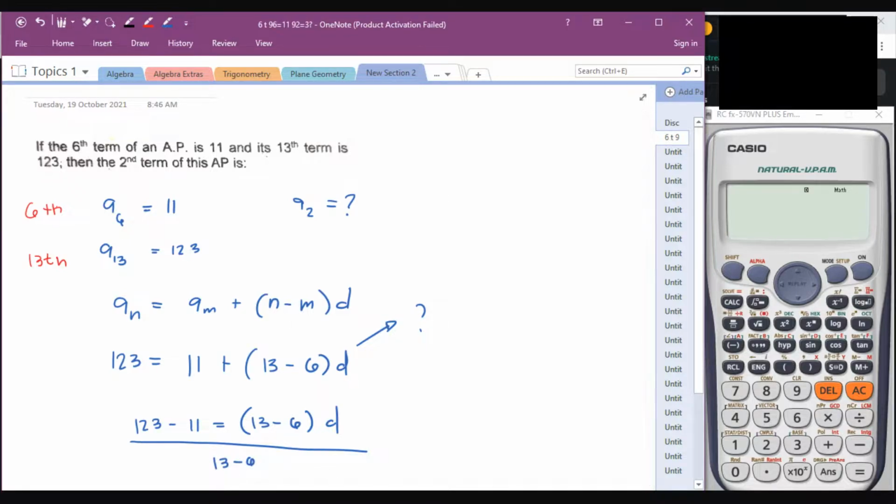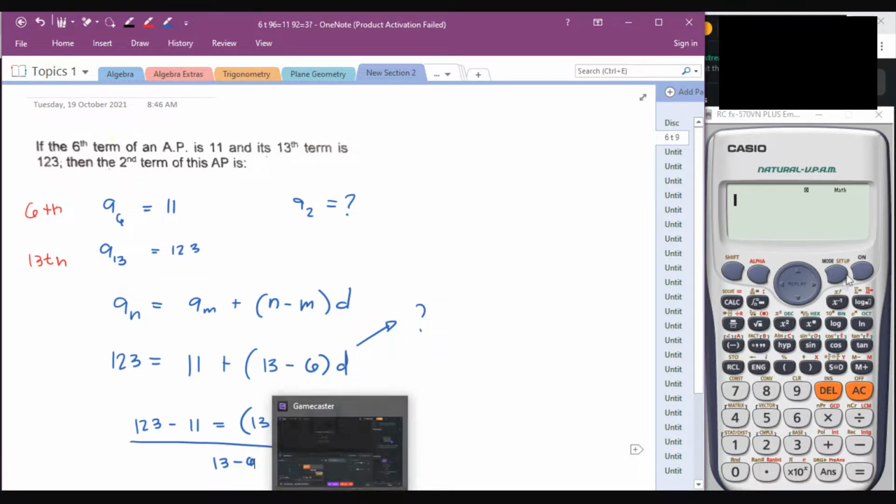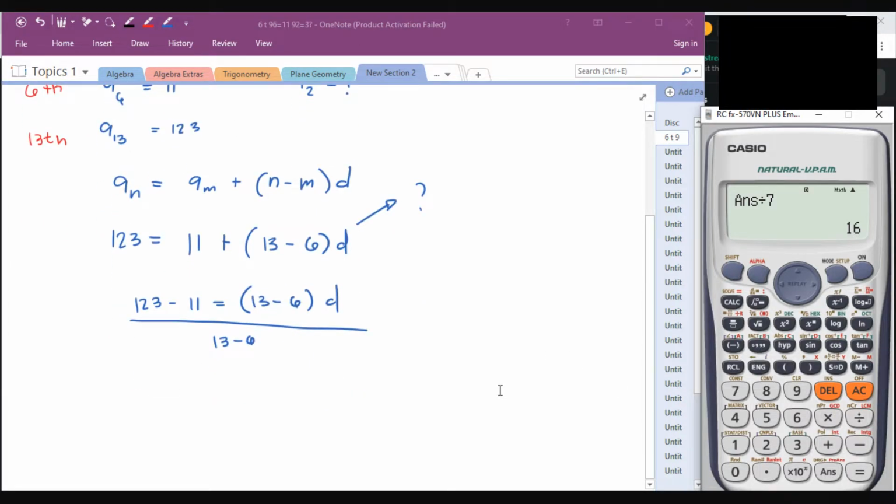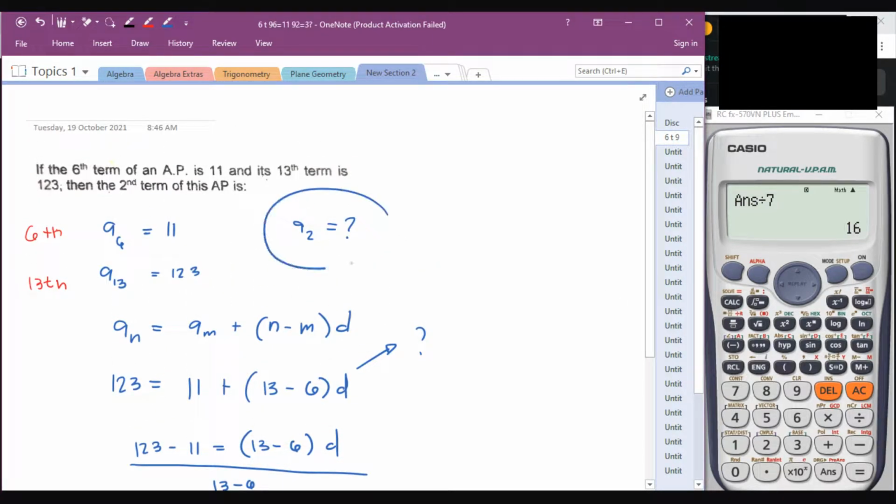So, simplify na natin dito sa calculator. 13 minus 6 is 7. So, 1, 2, 3 minus 11 divided by 7. The answer is, yung common difference nila now is 16. Pero hindi po natatapos dyan yung question natin kasi ang hinahanap natin is A2.